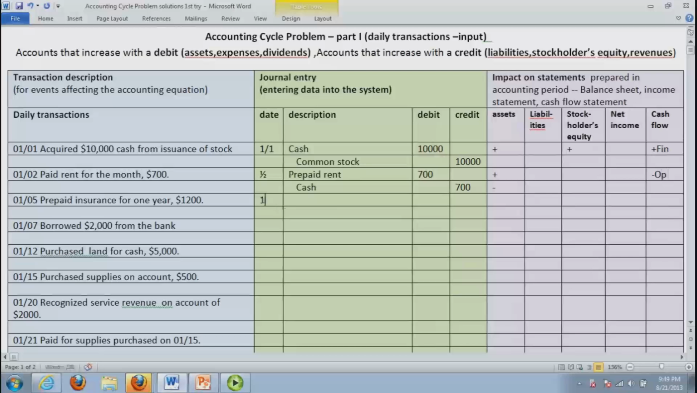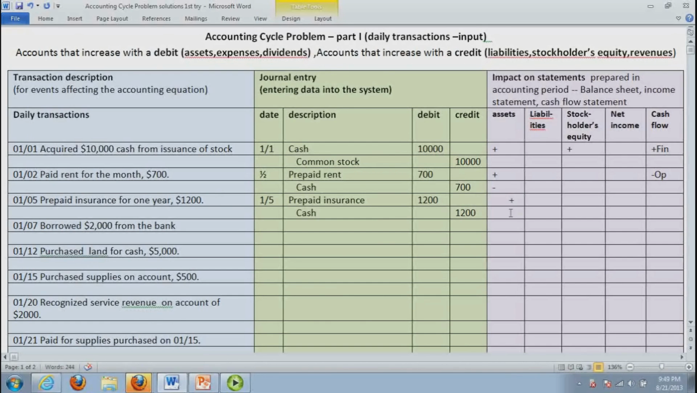Next, we paid for insurance, but this time we paid for the entire year. So it's not just the cost of doing business for 1 month. So we're actually going to use prepaid insurance instead of insurance expense, and that's an asset because it benefits the future. And we paid for this, so we have cash going out. So we'll have prepaid insurance, the asset increasing with the debit, and then we'll have cash, also an asset, decreasing with the credit. So once again, it's an asset exchange like the previous transaction.